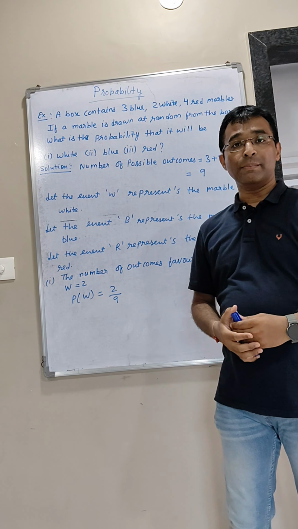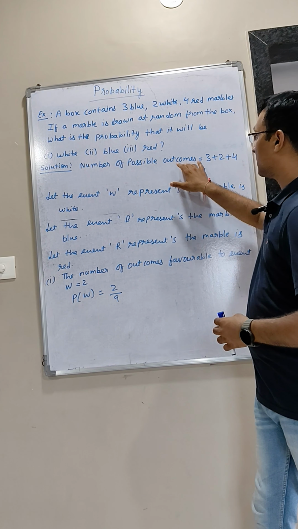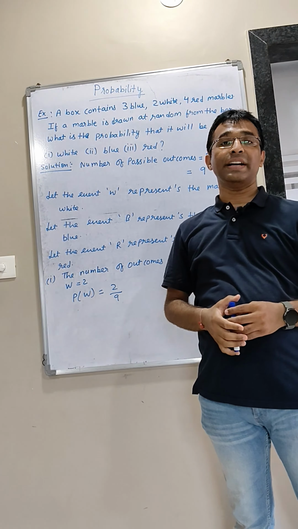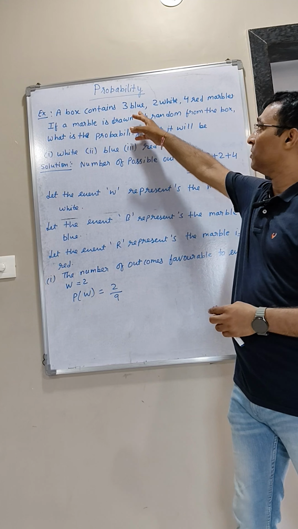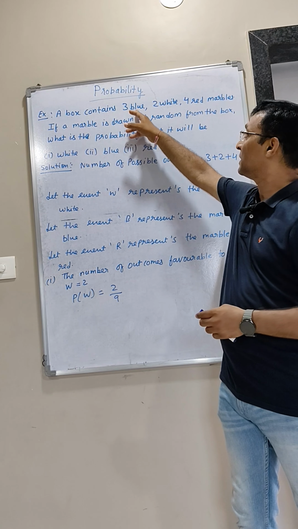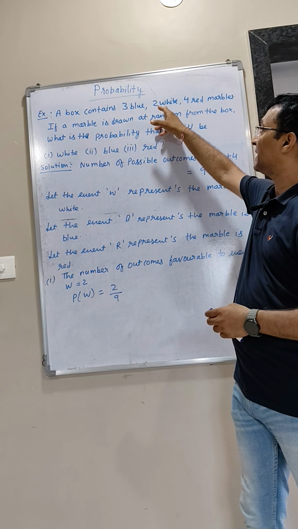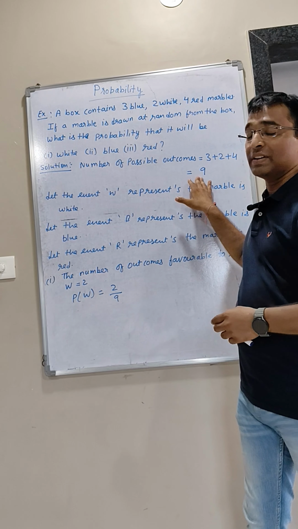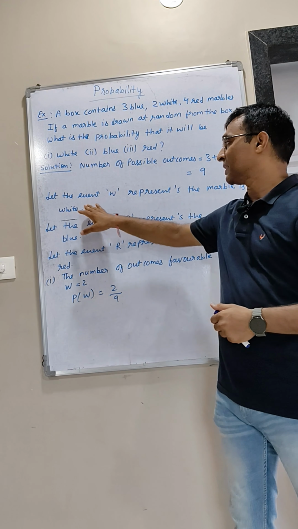So in the solution, the number of possible outcomes are 3, 2 and 4. Adding all numbers, we get a value of 9. Since there are 3 types of balls and each having a value, blue is having 3 marbles, 2 marbles of white color and 4 are red marbles. Adding, we are having the value of 9.